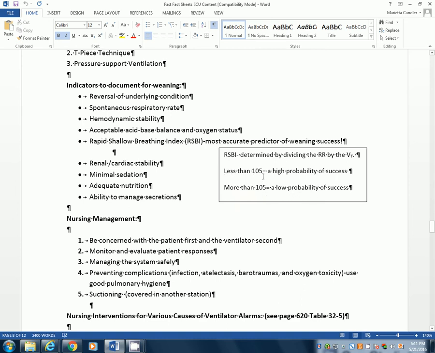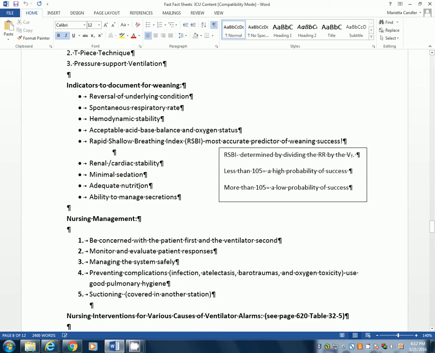So you want to see a lower number. So anything less than 105 is a good indicator. And that's mainly what you need to bring away from rapid shallow breathing index. There's a way to figure it, but you're looking at that number being less than 105. Renal and cardiac stability. Of course, if their kidneys are shut down and they're not perfusing well, or their cardiac output is decreased and they're not stable, then they don't need to come off the vent.